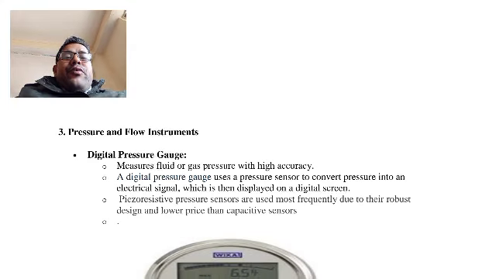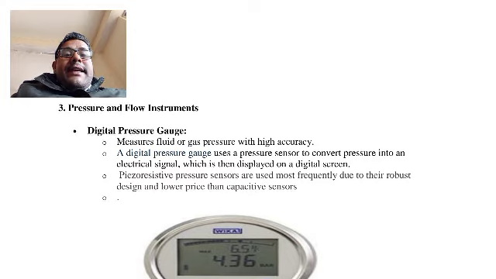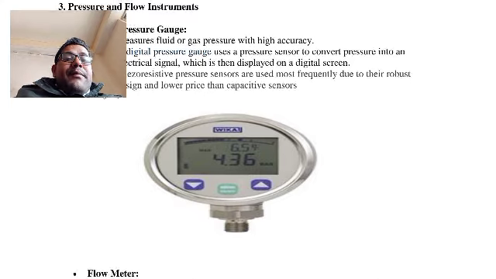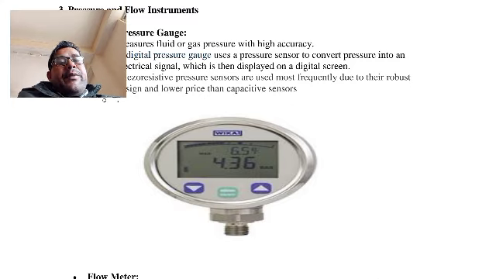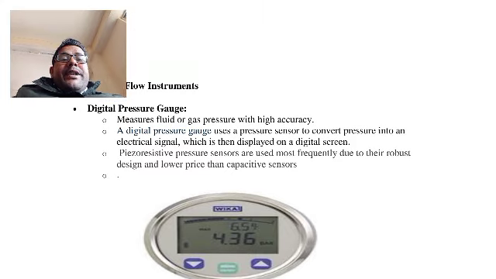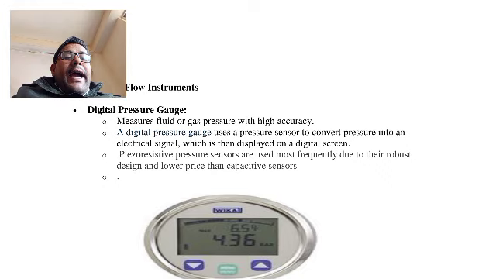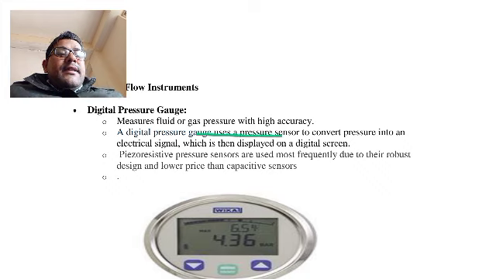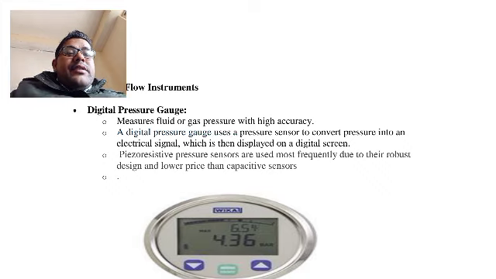Another is the pressure and flow instrument, like the digital pressure gauge. How does it look? You can see this is the digital pressure gauge diagram. It will look like this. Pressure we can apply from here, and the reading we can show on the display. So a digital pressure gauge measures fluid or gas pressure with high accuracy. Digital pressure gauge uses a pressure sensor to convert pressure into an electrical signal, which is then displayed on a digital screen.